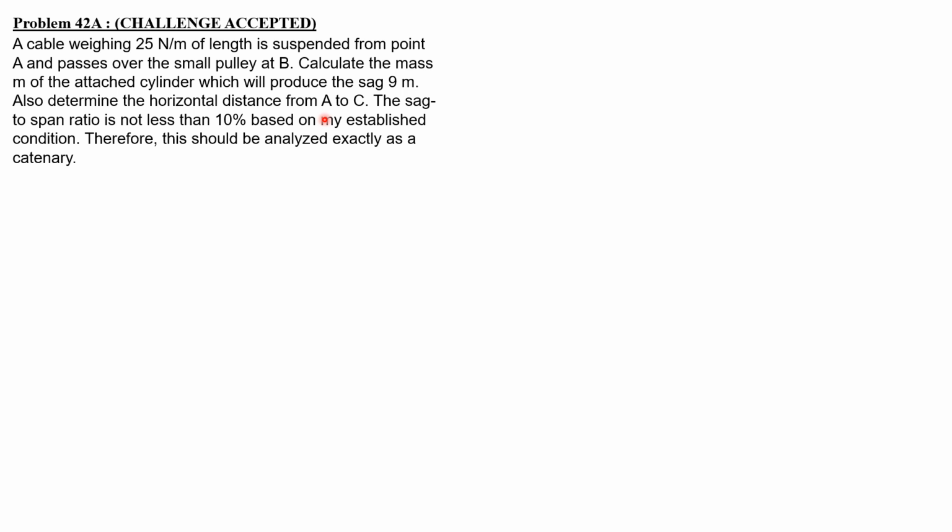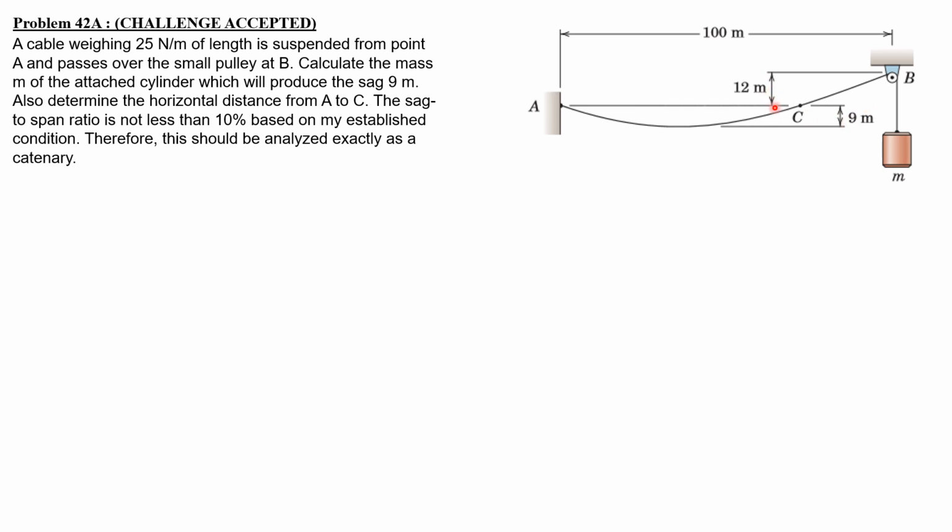In fact, I established a ratio which is 10% based on my established ratio or condition for the cable to be approximated as a parabolic cable. And the sag to span ratio is more than 20%. In fact, this is about the average, more than 10, 12 plus 9, that's 21 over 100, that's 21%. So there's a big discrepancy to the result.